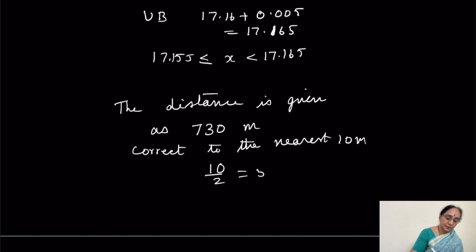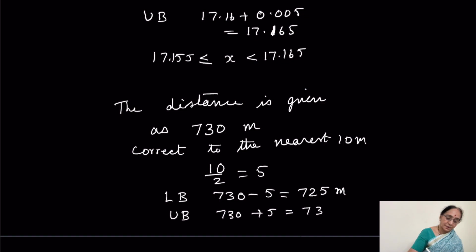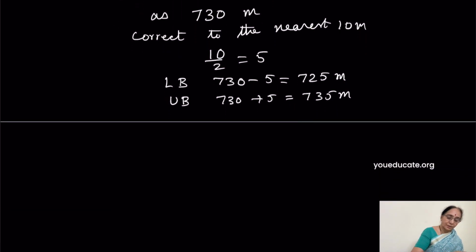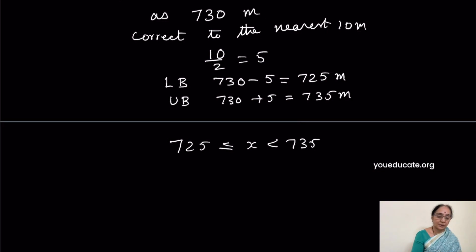Nearest 10, you take 10, divide by 2, it is 5. So with that 5, the lower bound will be 730 minus 5, which is 725 meters, and the upper bound will be 730 plus 5, that is 735 meters. And you know how to write the inequality. 725 less than or equal to x less than 735. This is the range of values for that distance.